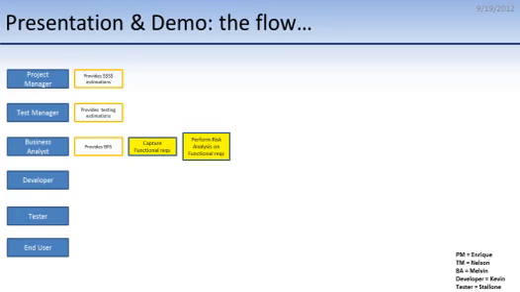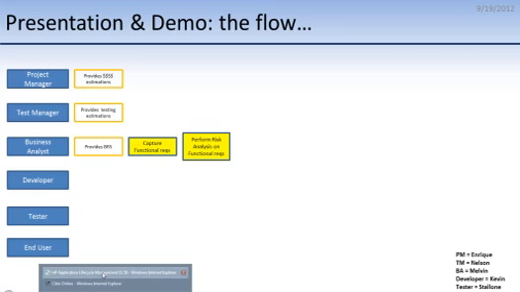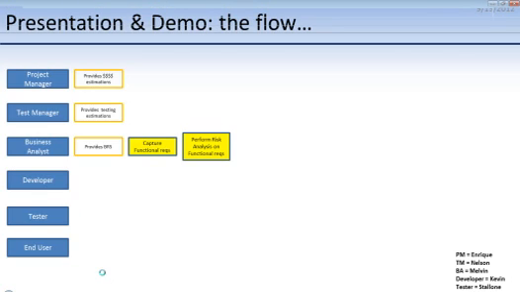Okay, so the first things we're going to do in Quality Center now is we're going to capture some functional requirements, and we're going to use RBQM in order to perform a risk analysis on those functional requirements. Okay, I'm going to log now into my application lifecycle management.